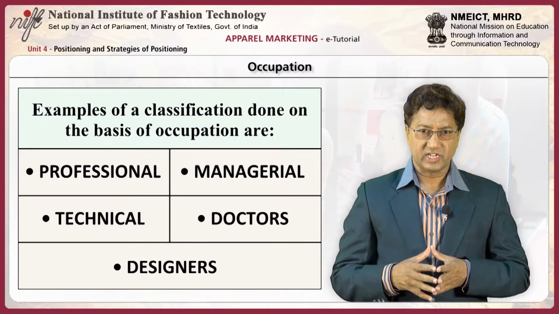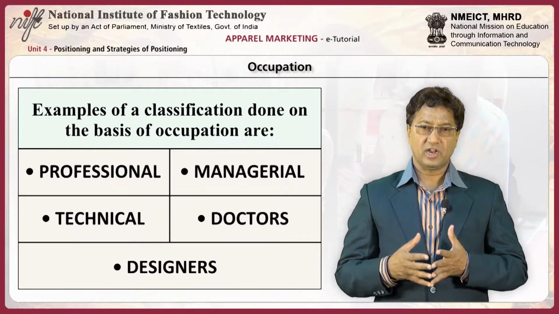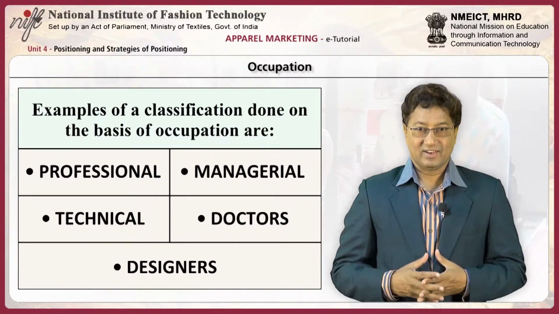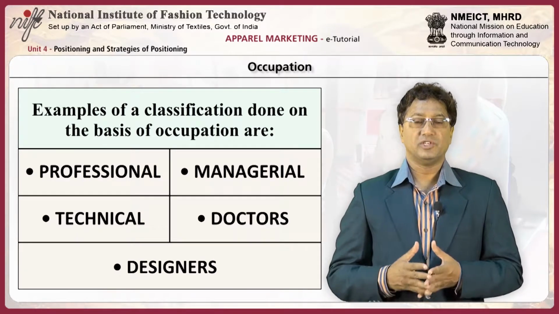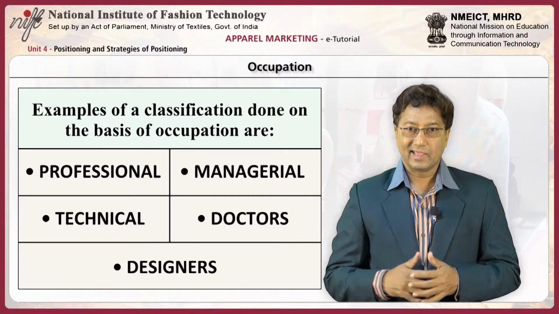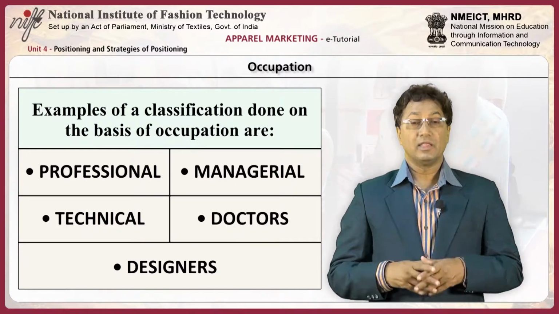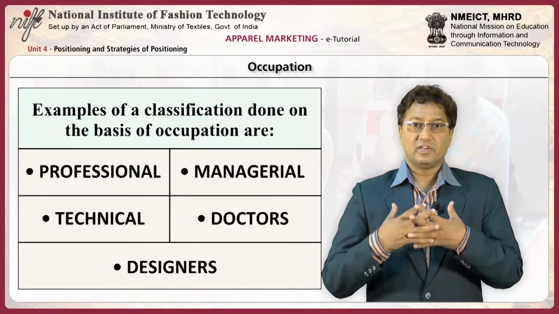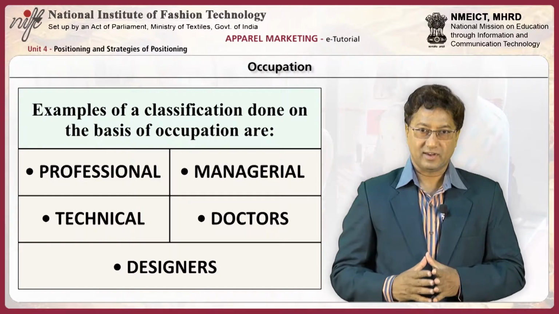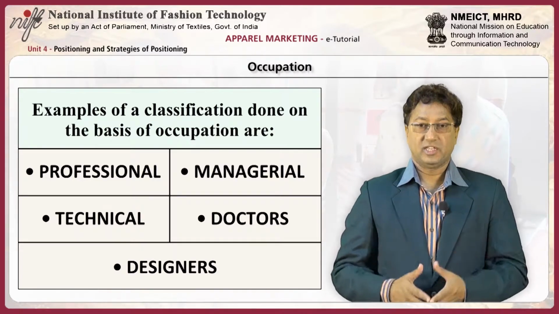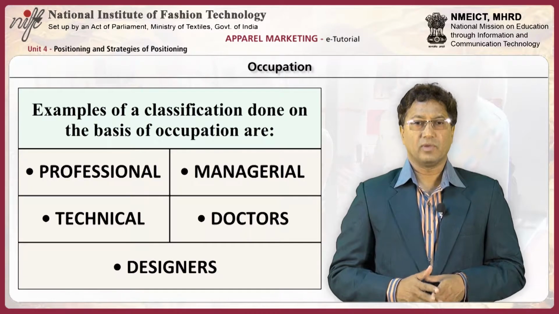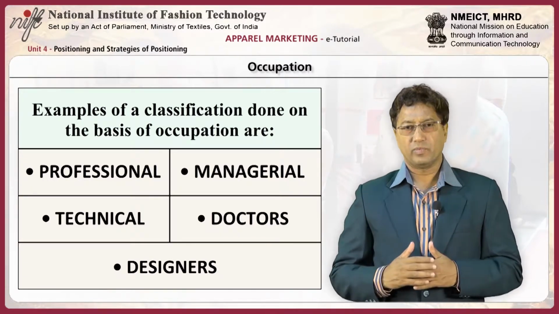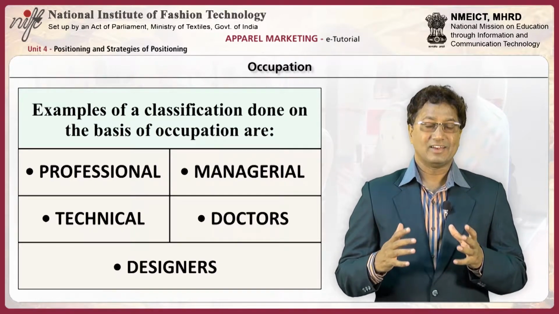Examples of classification done on the basis of occupation are professionals. Professionals will have a different attire. Technical, when you are working on the job, technical jobs, you need to have proper headgear and also the clothing which protects you. The managerial, managers normally dress formally. Lawyers normally will have a different attire which represents them. Doctors, they have their own dress code. Designers normally will be wearing different kinds of new designs. So depending on the occupation also, the needs and wants differ.